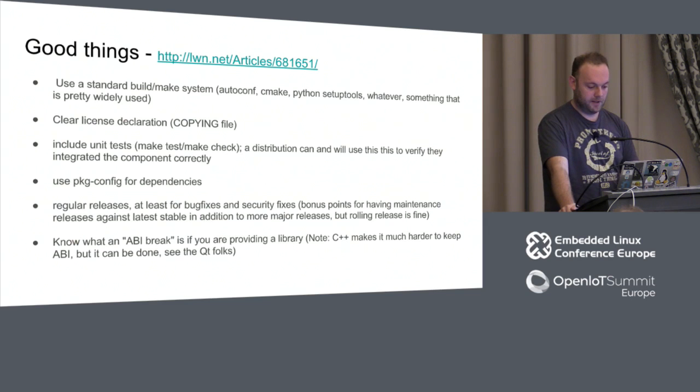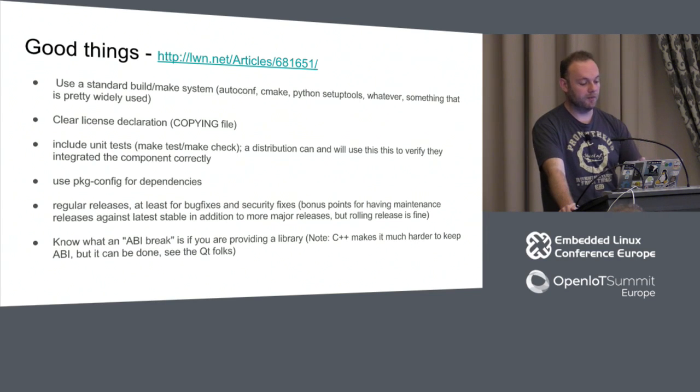And in all the years that I've been doing this, there has been only one project that knew what it was doing, that is FFmpeg. They rolled their own configure, rolled their own make file. It works. It supports cross, Canadian cross, anything you can think of. So if you're not FFmpeg, please stick to a standard build system and don't try to roll your own.